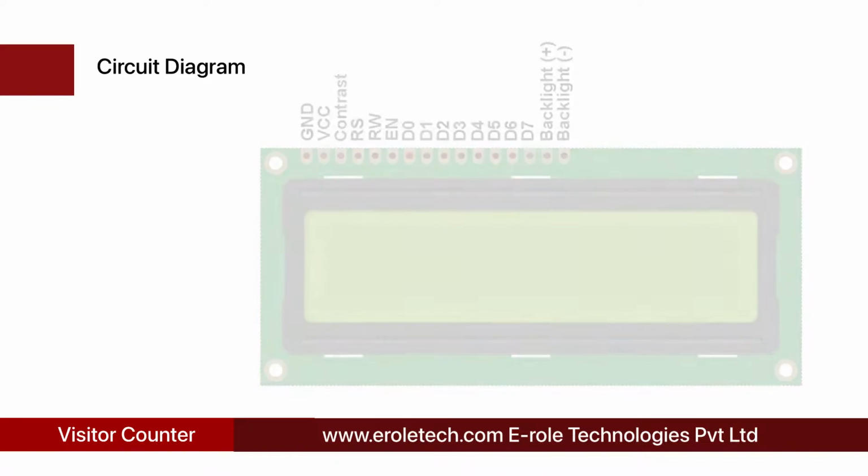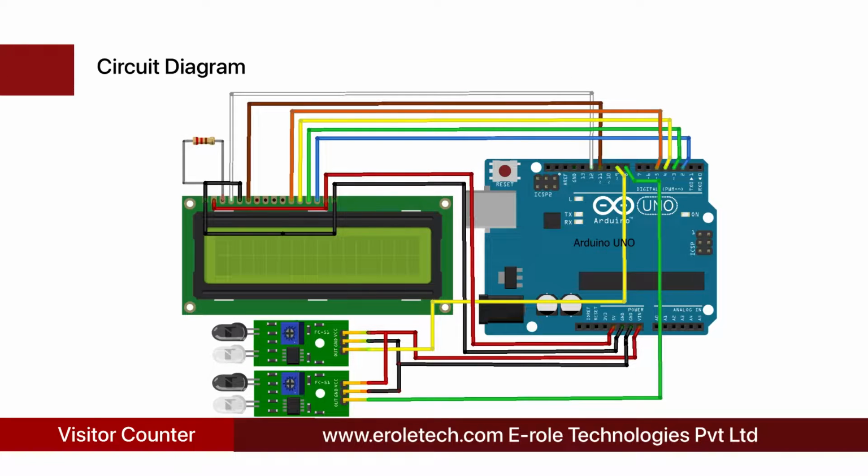We have connected pin number 1, 5, and 16 with the ground pin of Arduino, and pin number 2 and 15 with the 5V. Pin number 4 of LCD is connected to pin number 12, and pin number 6 of LCD is connected to pin number 11 of Arduino. Pin 7, 8, 9, and 10 are not used.